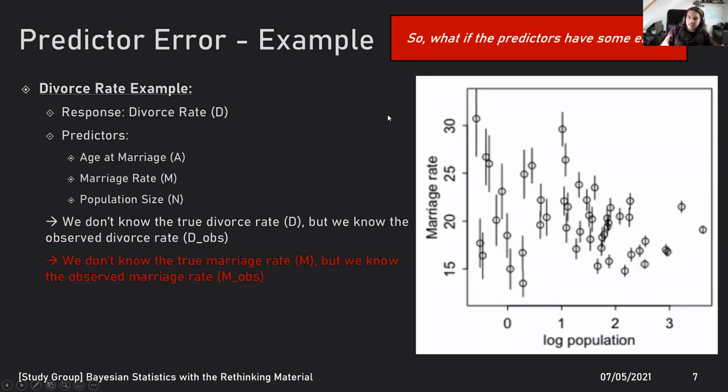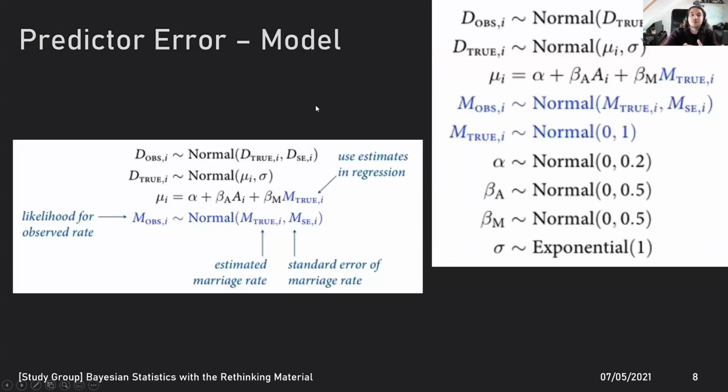Again, we go with the divorce rate example. Everything's the same as it was before, but now we also don't know the true marriage rate, M, but we do know the observed marriage rate, M observation. And again, on the right-hand side, as you could see previously with the divorce rate observations, there is heterogeneous error across our spectrum. So clearly we need to account for the measurement error here. So how do we do that?